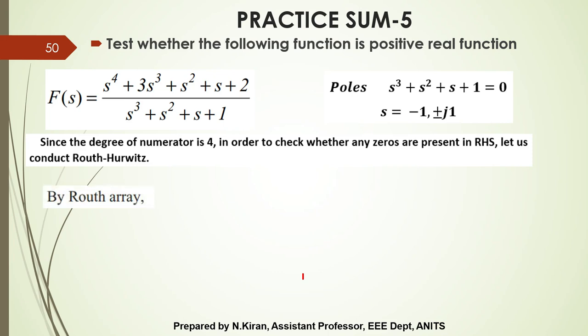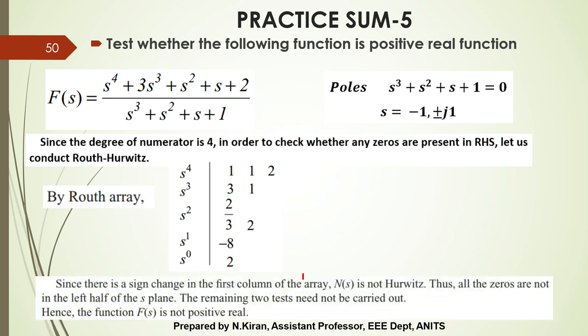So we know how to find the Routh table. So for the numerator polynomial, I found out the Routh-Hurwitz table, and here as you can see there are sign changes, isn't it? Positive to negative, again negative to positive. Since the first column of the Routh table consists of sign changes, it indicates that there are zeros present on the right half of the s-plane. So since the first condition is not satisfied, the given function is not a positive real function.